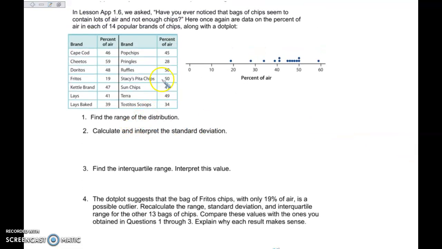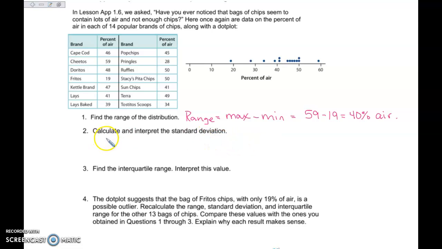So here we go. The very first thing, it wants you to find the range. Remember, to find the range, you're taking max minus min, which if you look here, our max value is 59. So it's going to be 59 minus your minimum value, which would be 19. You subtract that, you get that it is 40% air. Okay, so range, max minus min.